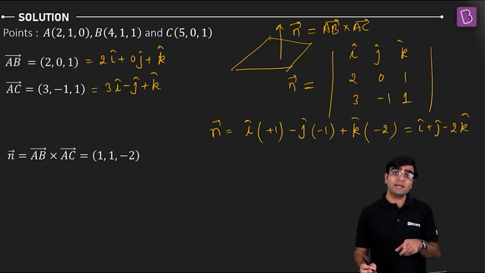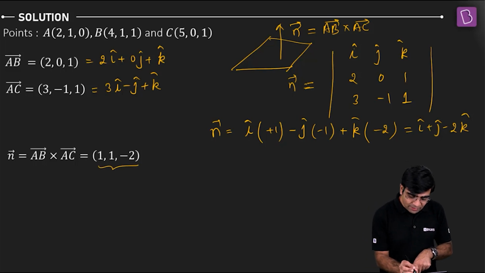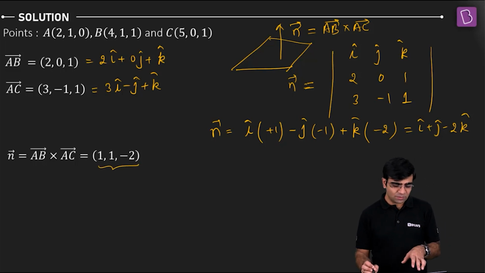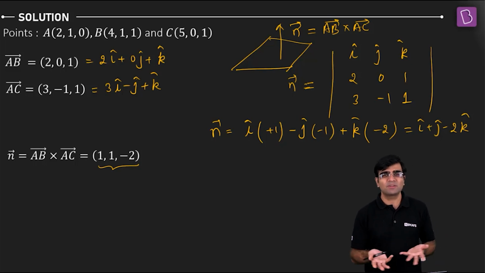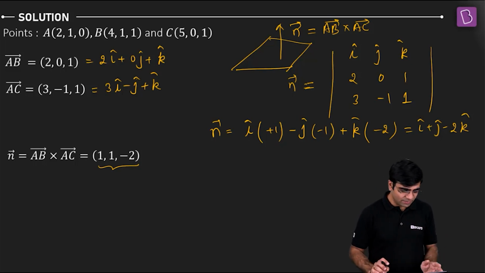And if the vector is i cap plus j cap minus 2k cap, I can write the components of vector n as 1, 1, minus 2. I hope this is sorted for everyone. There is no difficulty. Simple cross product, right? You must have done it a lot of times.